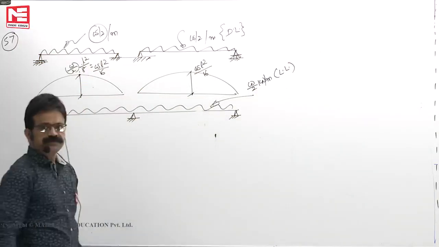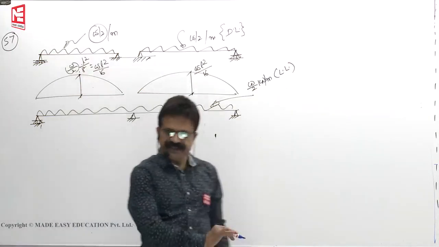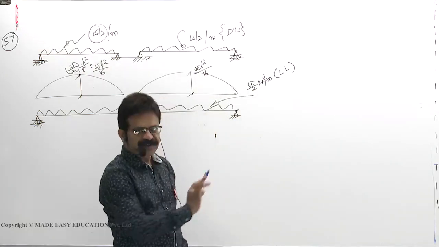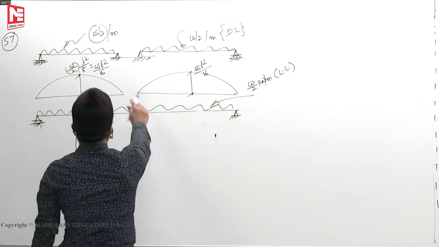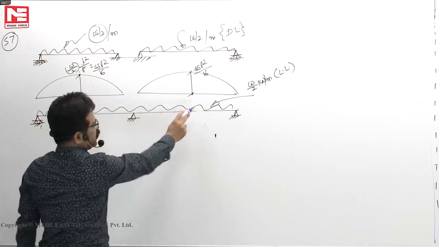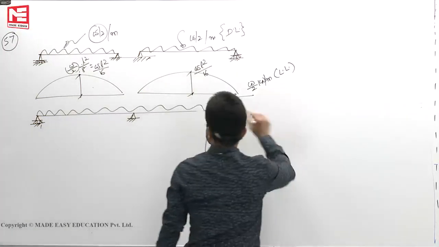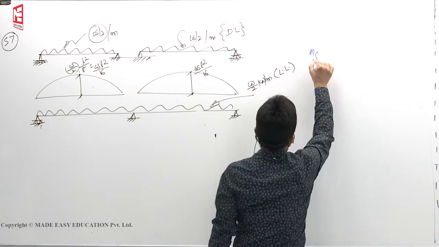Okay. Now we'll continue. I think we can repeat this. There is a small mistake. We repeat. Okay. Now after this continuity is established, for this case, the fixed end moments are like this.